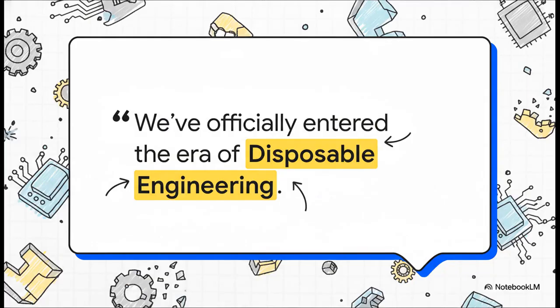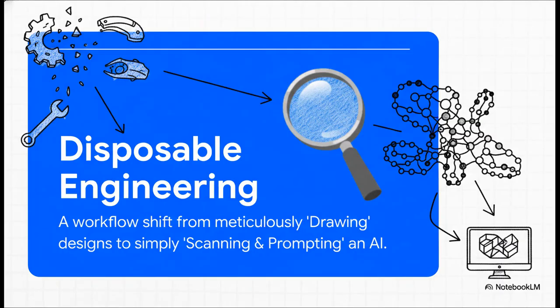It all kicks off with this incredibly powerful statement: we've officially entered the era of disposable engineering. I mean, that sounds pretty wild, right? Disposable? But it perfectly captures this massive shift we're about to see. So what does it actually mean? Well, here it is. It means that if you can see an object, a broken part on your dishwasher, a custom tool, anything, you can now own its digital DNA.